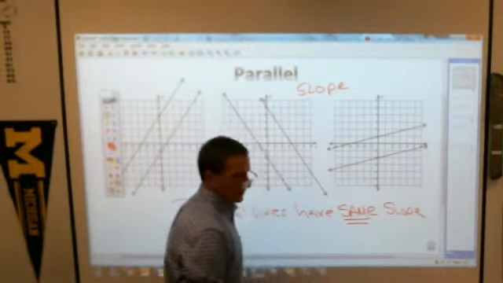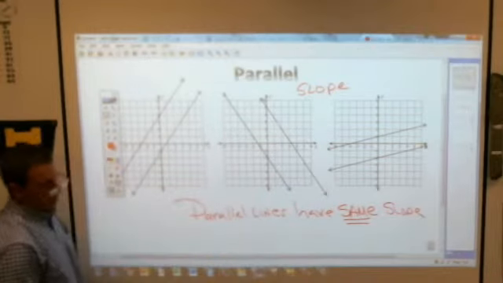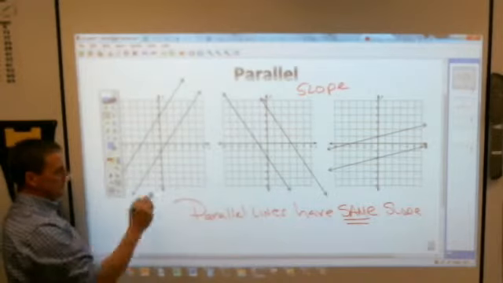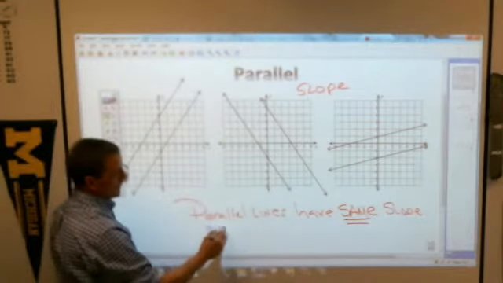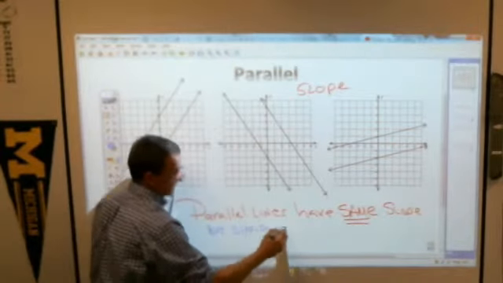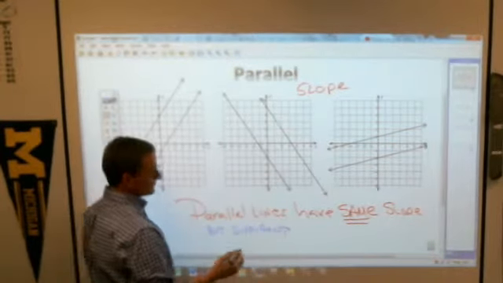Which makes sense because their pitch is always the same. The only thing that would be different is their y-intercepts. If they did not have different y-intercepts, they would be the same line.